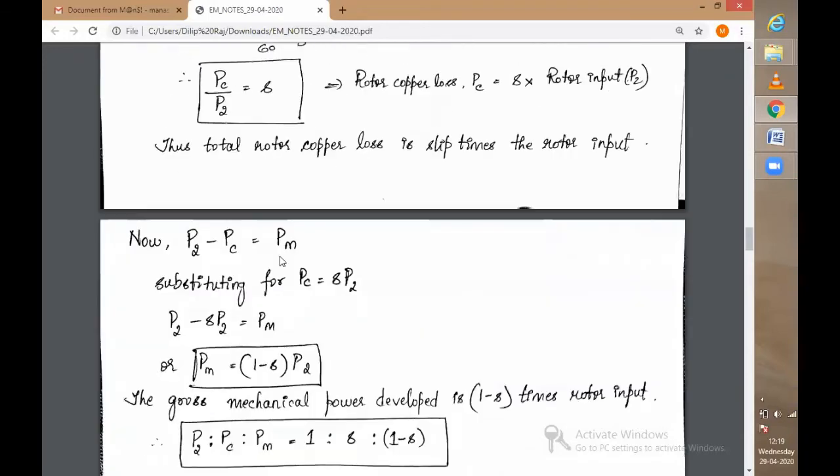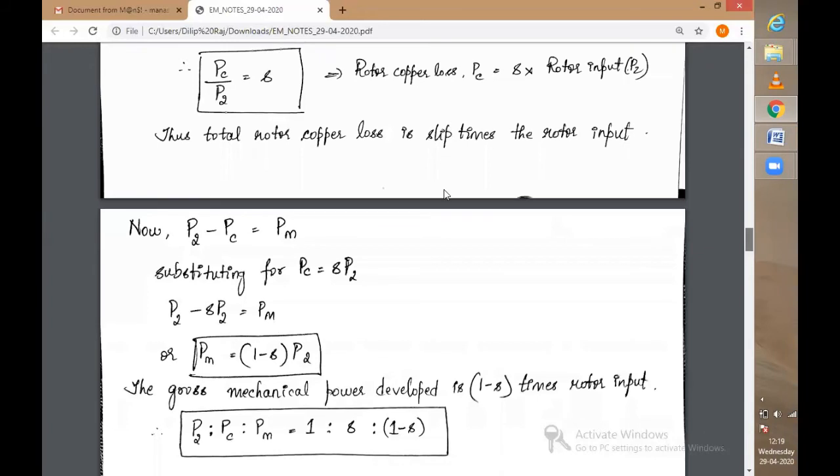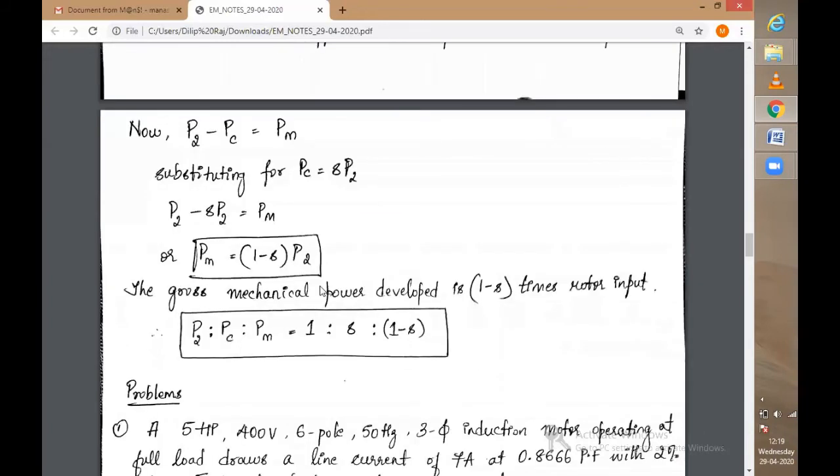Now we can relate the output. The input minus loss will be output. So P2 minus PC is equal to PM. We have already expressed PC in terms of P2, that is S times P2. Substituting for PC, P2 minus S into P2 gives us PM. Taking P2 as common, we get 1 minus S. So PM in terms of P2 is 1 minus S times P2. So basically, we have represented the rotor copper loss and the rotor output in terms of rotor input.